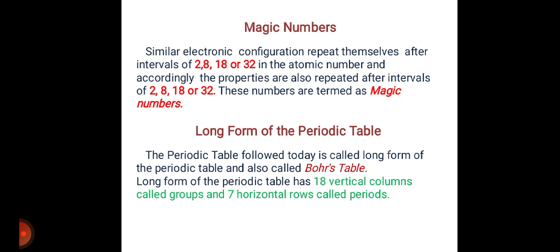Similar electronic configurations repeat themselves after intervals of 2, 8, 18 or 32 in the atomic number, and accordingly the properties are also repeated after intervals of 2, 8, 18 or 32. These numbers are called the magic numbers. So this is a magic number.